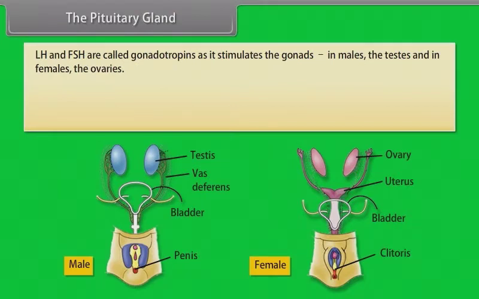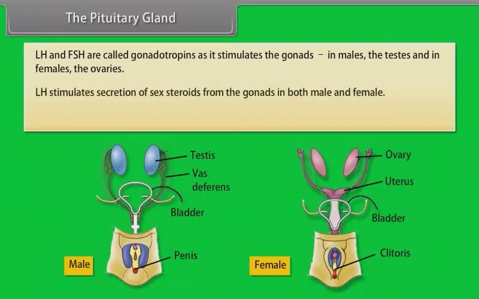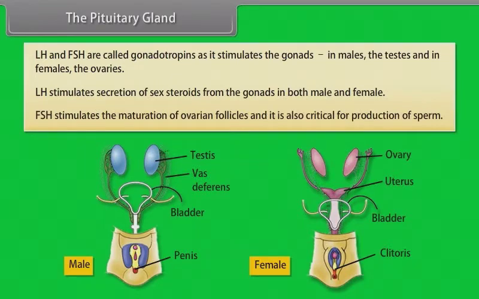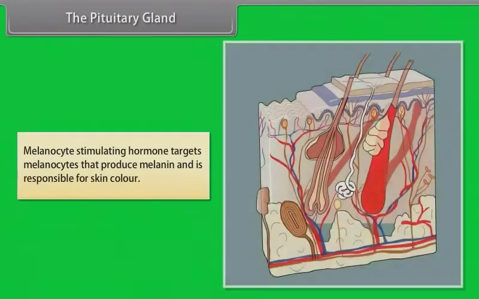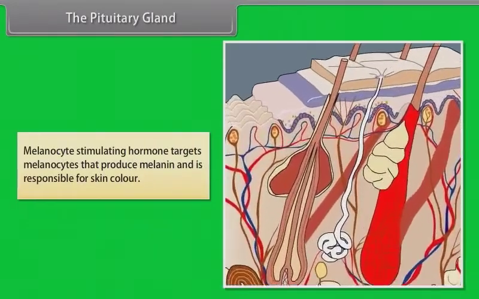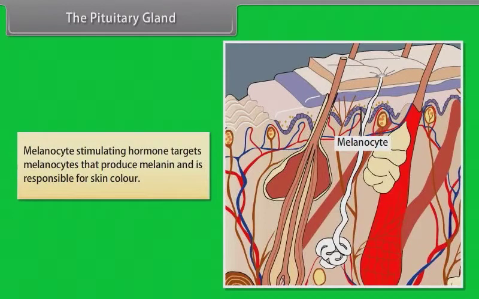LH stimulates secretion of sex steroids from the gonads in both male and female. FSH stimulates the maturation of ovarian follicles, and it is also critical for production of sperm. Melanocyte-stimulating hormone targets melanocytes that produce melanin and is responsible for skin color.